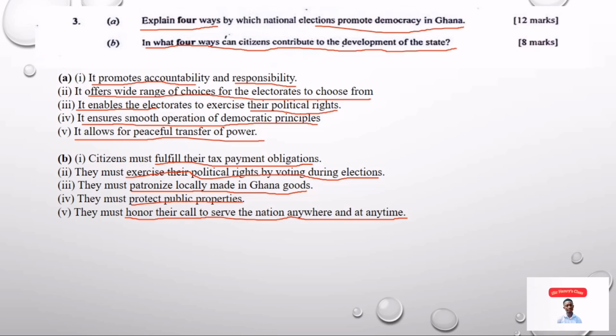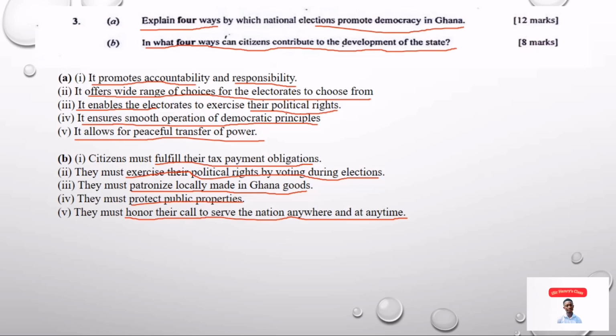So every 4 years, Ghana has national election, general election, where we allow people to be elected to lead the country. So when the time for national election is due, we know that this incumbent is leaving and a new one is coming. It ensures that power is transferred peacefully without any harm or any fear.